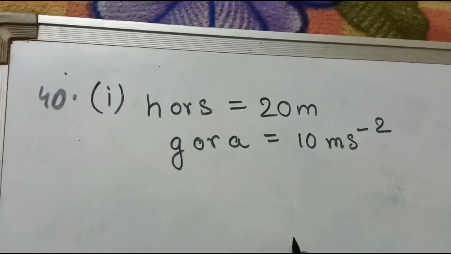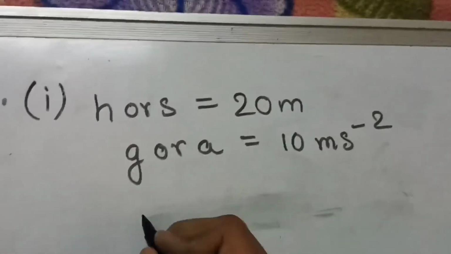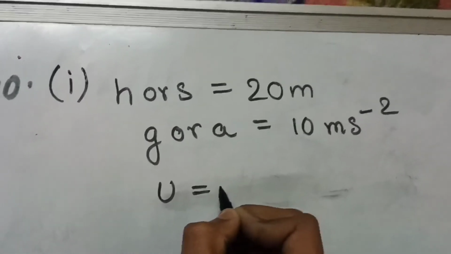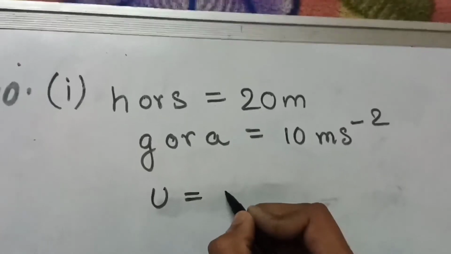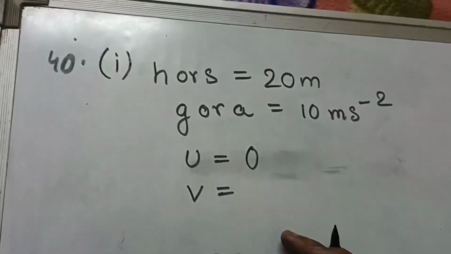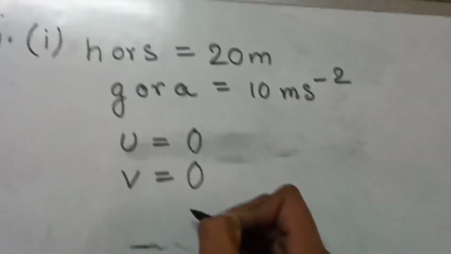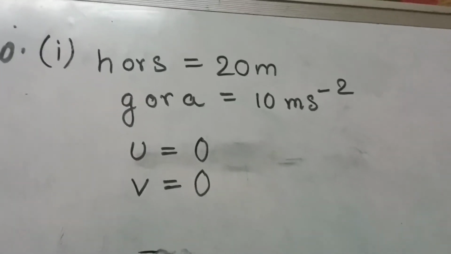So 9.8 is not used in this question, it is 10 meter per second square. And then we know that the initial velocity with which that thing is thrown is 0, and when it hits the ground, its final velocity will also become 0, because it will stop after hitting the ground.